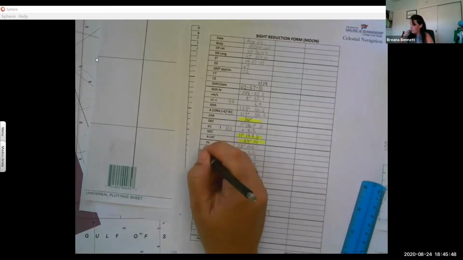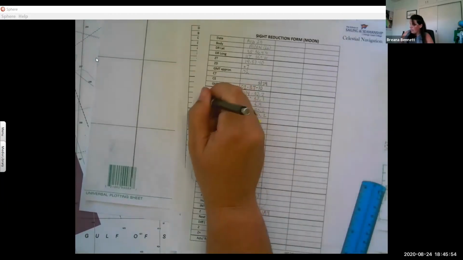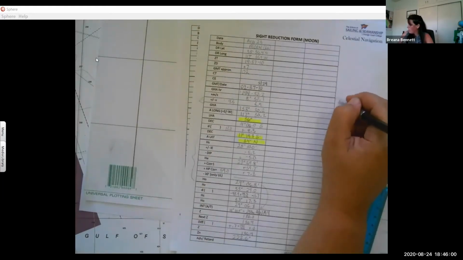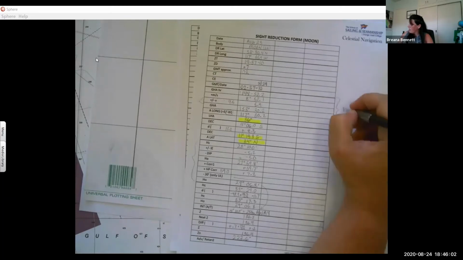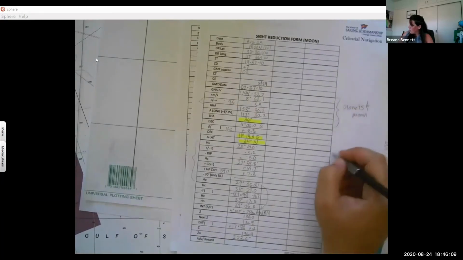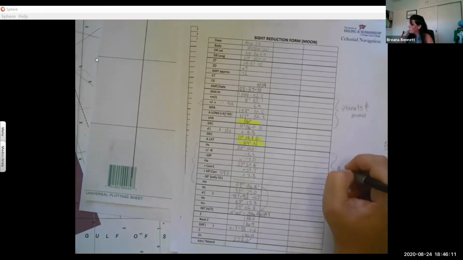It's a little bit different on the HS to HO, and then we had that little V correction. This V is going to be the same for the planets and the moon, and then this part is unique to the moon.